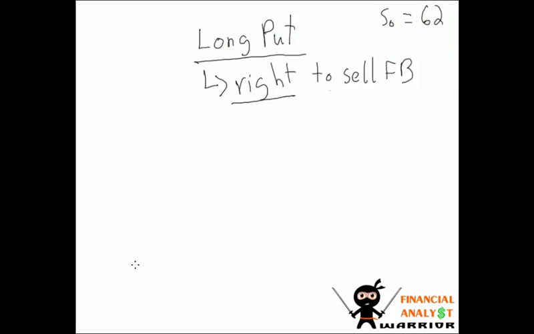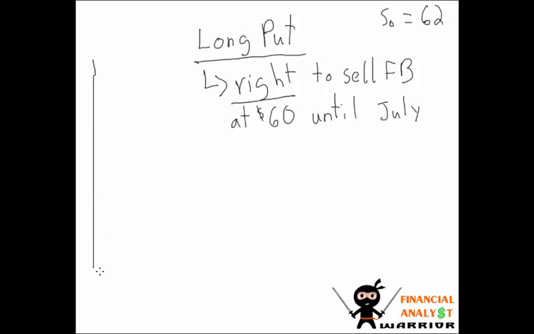All right, so I'm gonna draw my graph. But first, let's write this down. Right to sell Facebook at $60, and I have this right. It's an American option, so I have this right until July. Okay, so let's see if I can draw a line here and maybe another line here. Okay, so it's the same axis again.